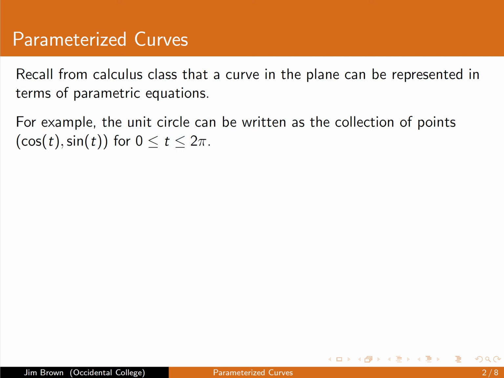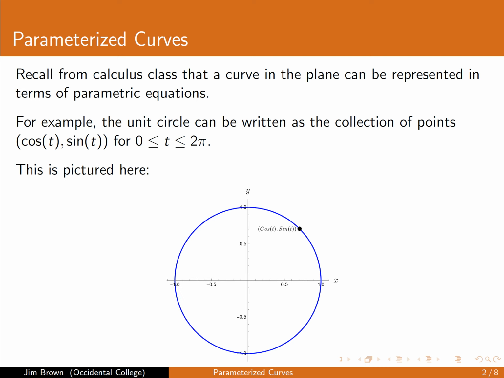So for example, the unit circle we've seen before can be represented by points cosine t, sine t, where t is between 0 and 2 pi. So this is a nice way to represent the unit circle.